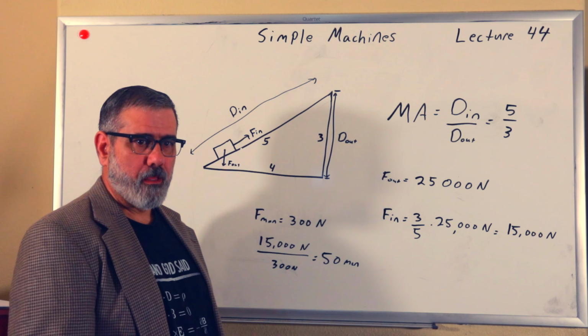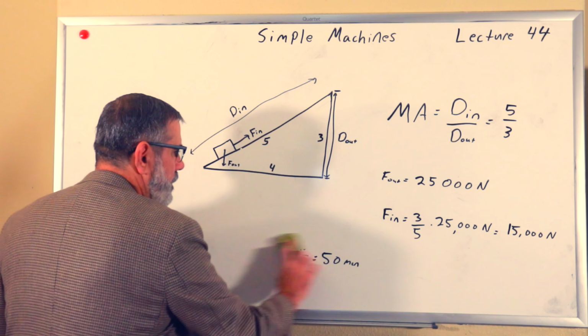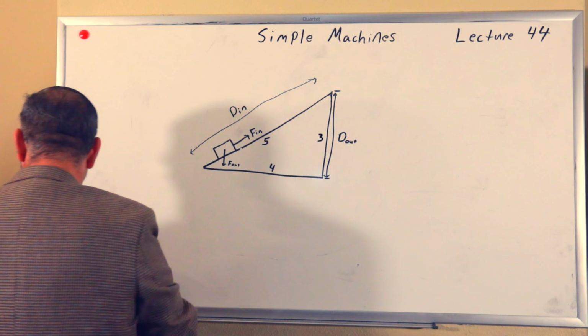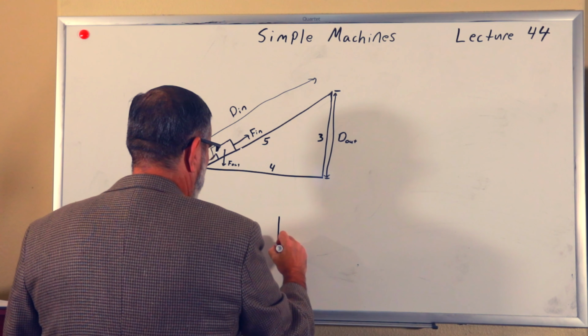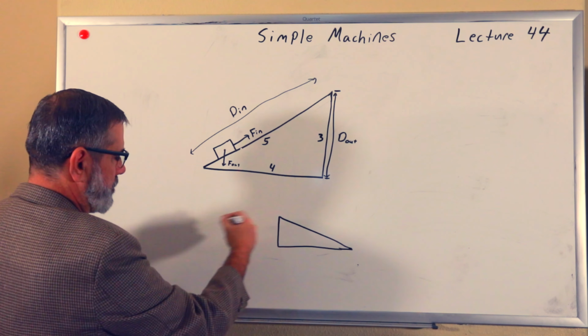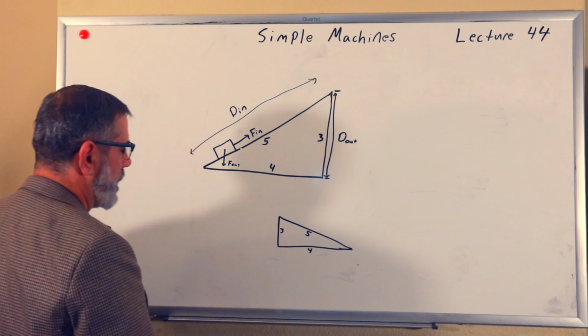The last thing I was going to mention: there's another way to look at this inclined plane machine. You could think of it like this. So I'll draw that, just flipping the direction of it. This is still the 3, this is still the 4, this is still the 5.